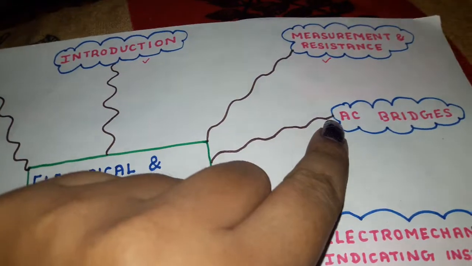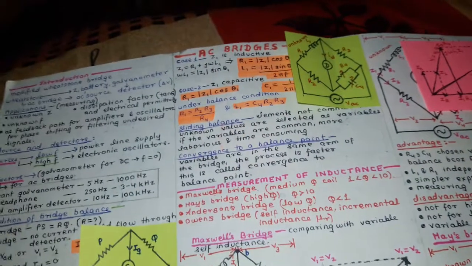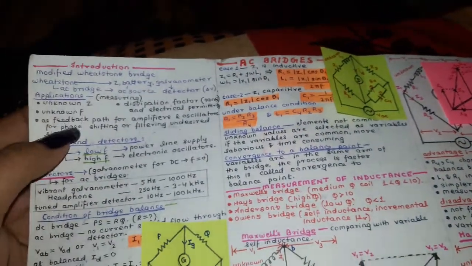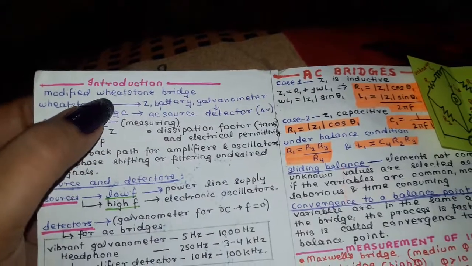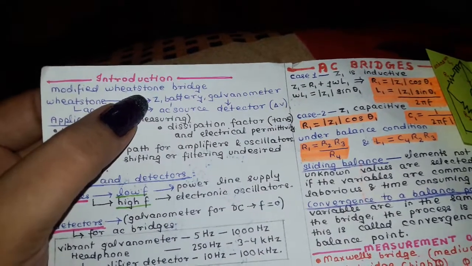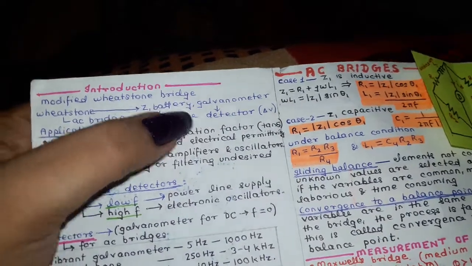Let's talk about part 1 of AC bridges. As you know, this chapter is pretty big, so I will be splitting it up into many parts. Okay, let's get started. An AC bridge is actually a modified version of the Wheatstone bridge. In the Wheatstone bridge we were using an impedance, a DC source, and a galvanometer.